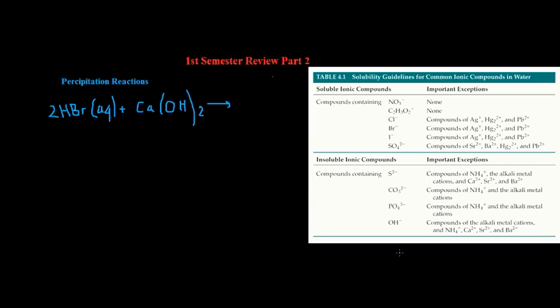So the gist of a precipitation reaction is just double replacement. Okay, so let's say I have this reaction right here. It's the reactant. We have HBr in aqueous and Ca(OH)2 as our reactants. So basically, to figure out the precipitate, you will do double replacement.